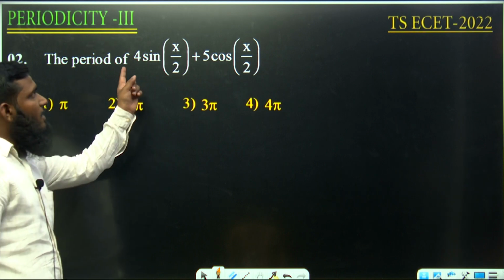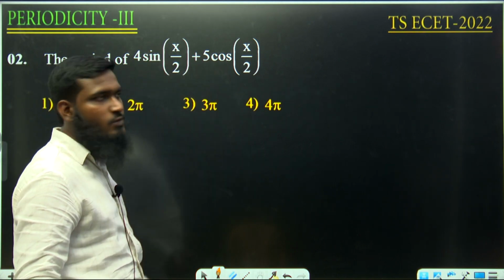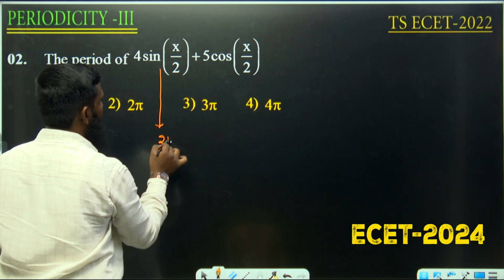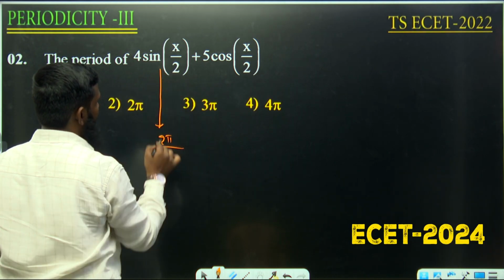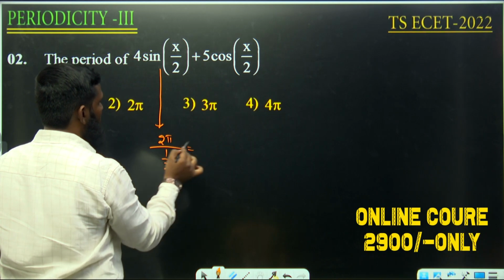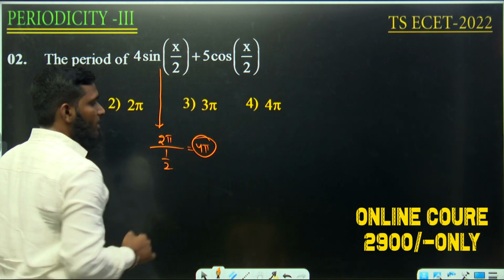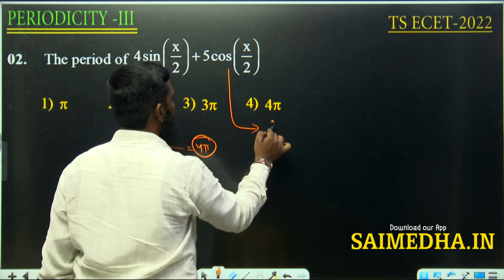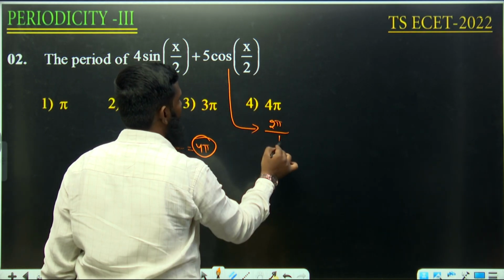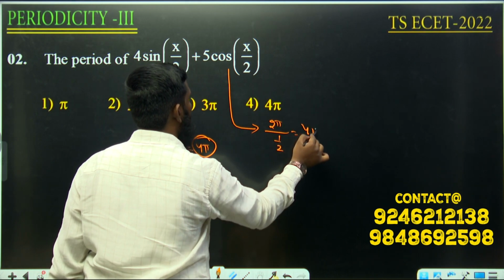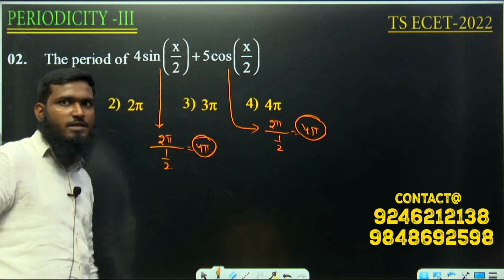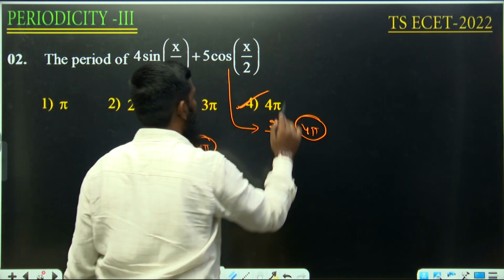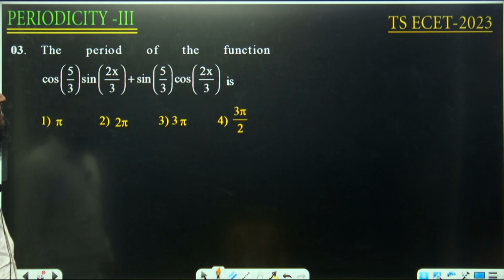Now next, the period of 4 sin x by 2 plus 5 cos x by 2. Now if you go for this part, what is the T value for the sine function? 2 pi divided by 1 by 2, which is equal to, 2 goes to the numerator, 4 pi. Okay, 4 pi. Now for this part, what is the T value for the cos function? 2 pi divided by 1 by 2. It is equal to what? 4 pi. Okay, we are getting the same answers. If you are getting the same answer, the answer for the complete question will become 4 pi itself. Okay. Now let us go with the next question.